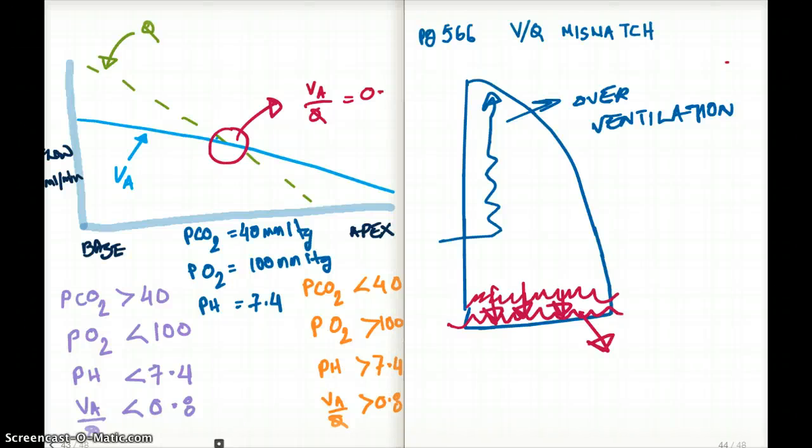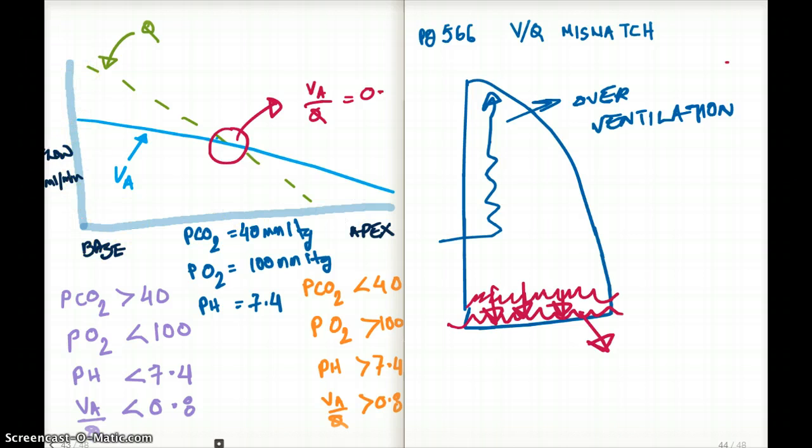This video talks about VQ mismatch. If you want to follow along with me, you're welcome to do so by going to page 566 of First Aid 2012. Okay, so let's orient ourselves with this graph first.